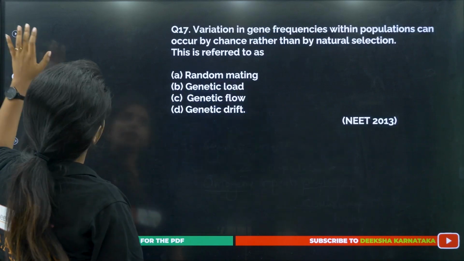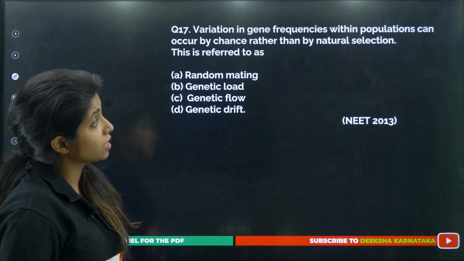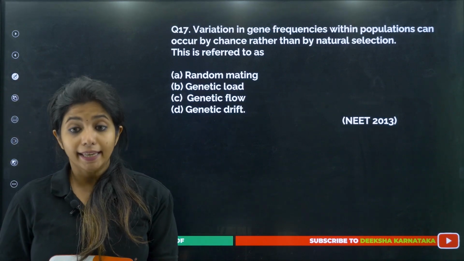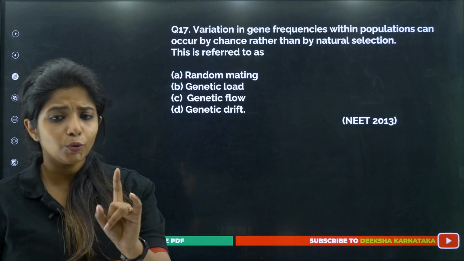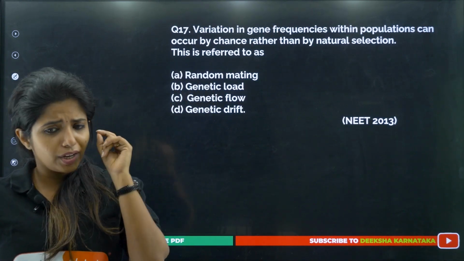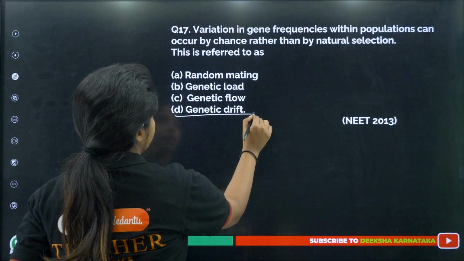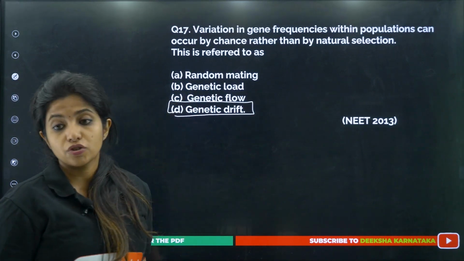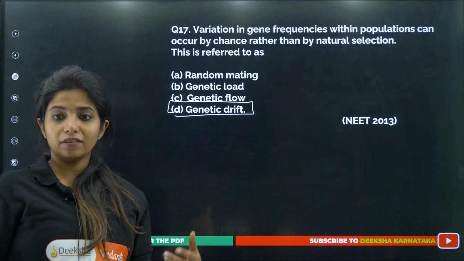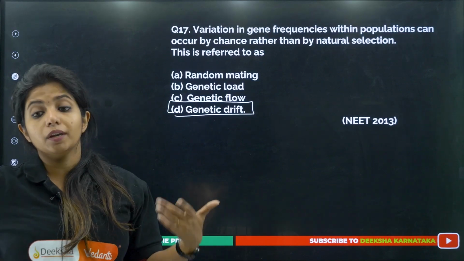Now going ahead, 17th question. Variation in gene frequency within population can occur by chance rather than by natural selection. This is referred to as, I told you, whenever the gene frequencies change because of chance, it's a very random process. Just to understand, it is genetic drift. Random mating and things like that, no, it's not. Random mating also is not exactly random. We cannot say it is occurring by chance.